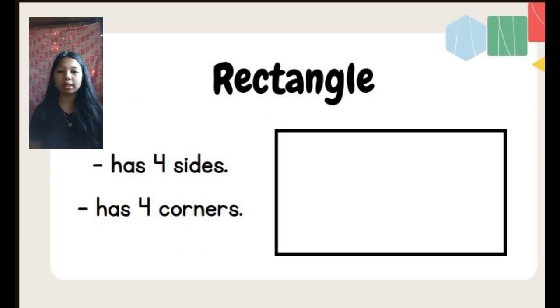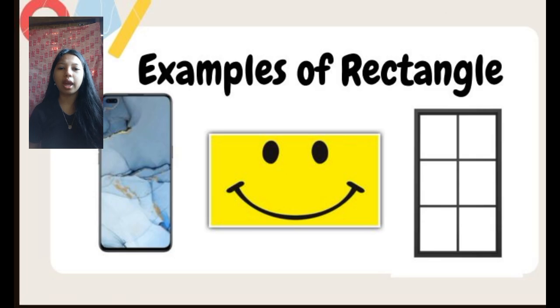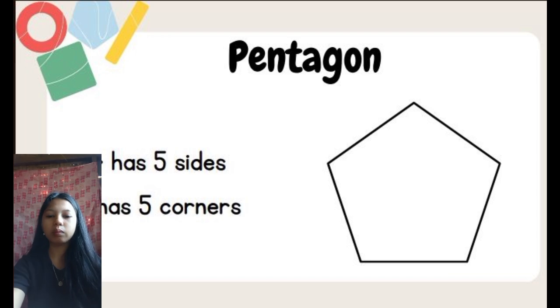The next example is a rectangle. A rectangle has four sides and four corners, but two sides are longer than the other two. Here are the examples of a rectangle. You can see a phone, a ruler, and more. The next example is a pentagon. A pentagon has five sides and five corners.